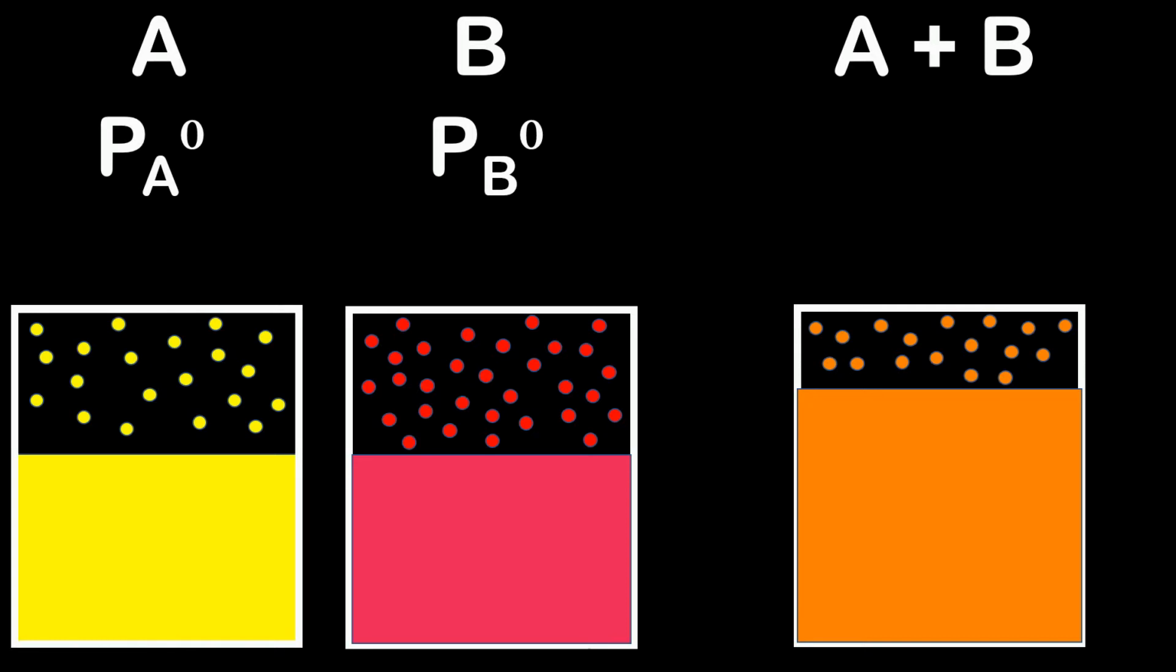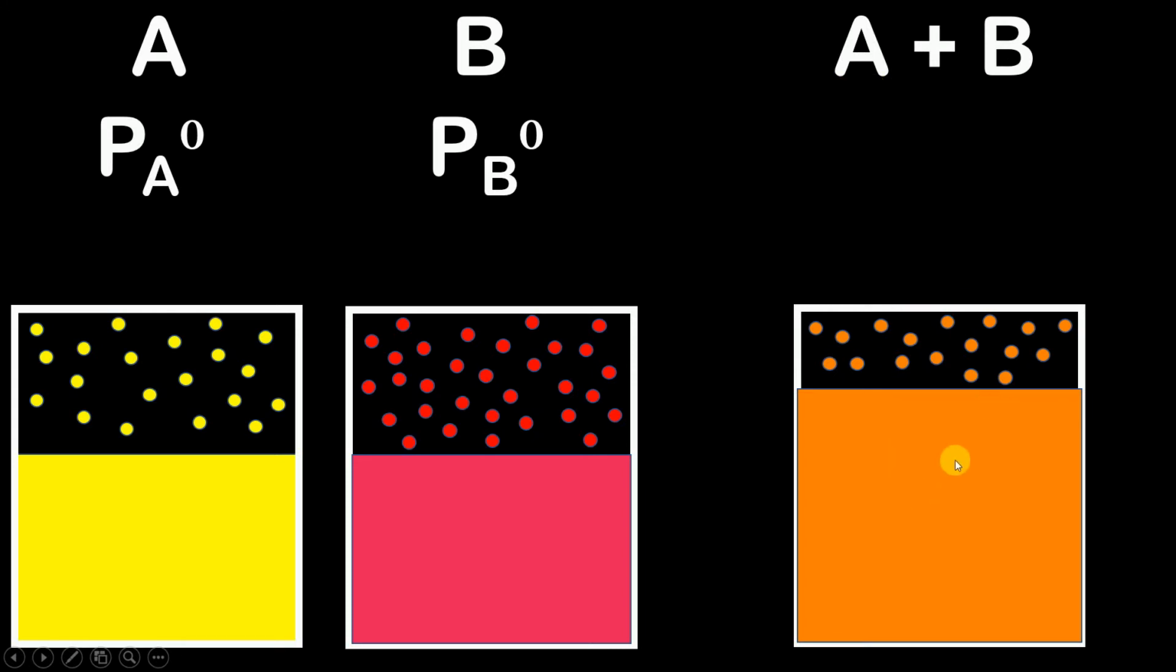The answer is obviously no. Why? Because here A is a pure liquid. Only A is present in this container, whereas here we are having a solution. Therefore, vapor pressure of A will be different over here.